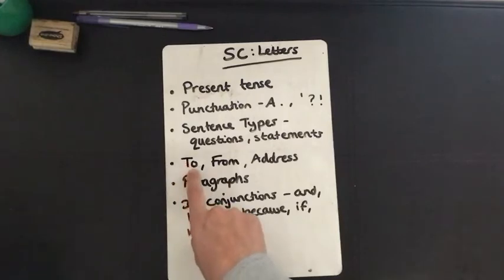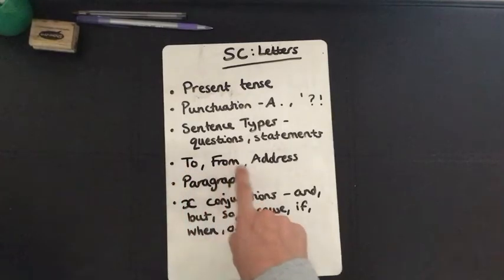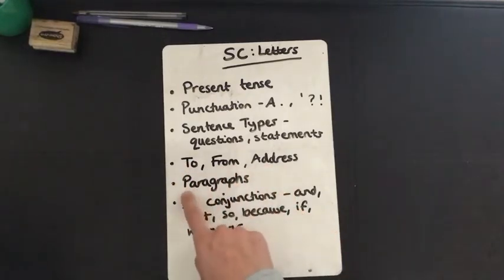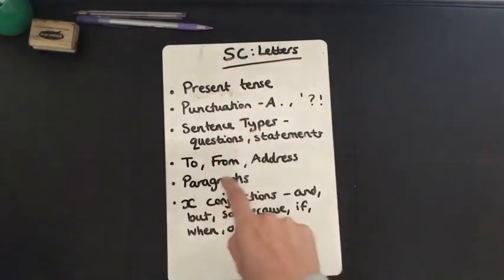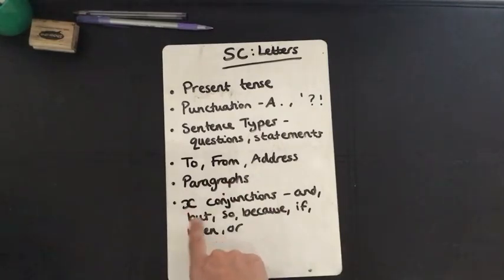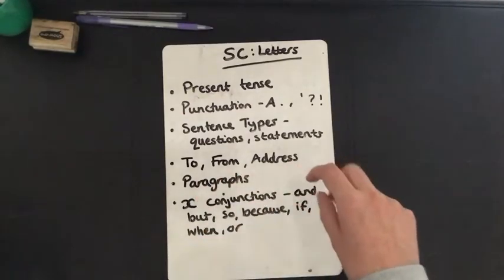I want to know who it's to, who it's from, the person's address. Written in paragraphs, I mean separating your writing into different chunks, and I'll help you to do that in our planning bit in a minute. And some conjunctions being used, so and, but, so, because, if, when, or, to extend those sentences.